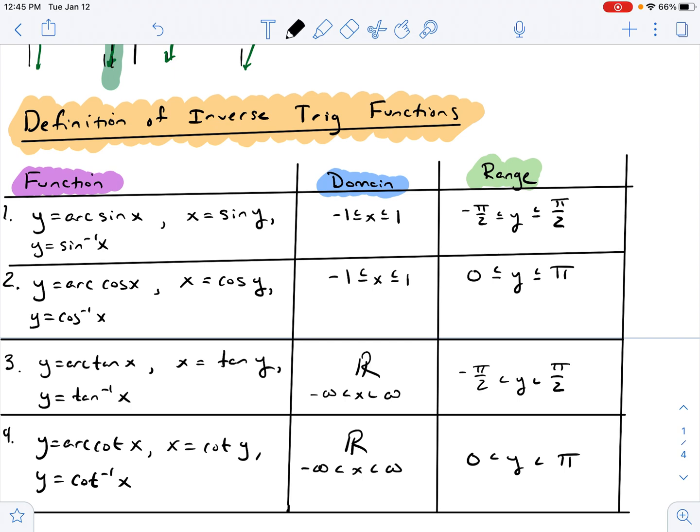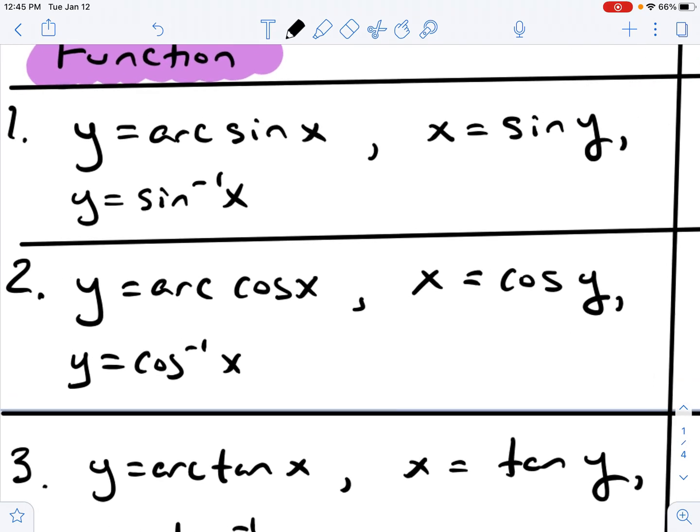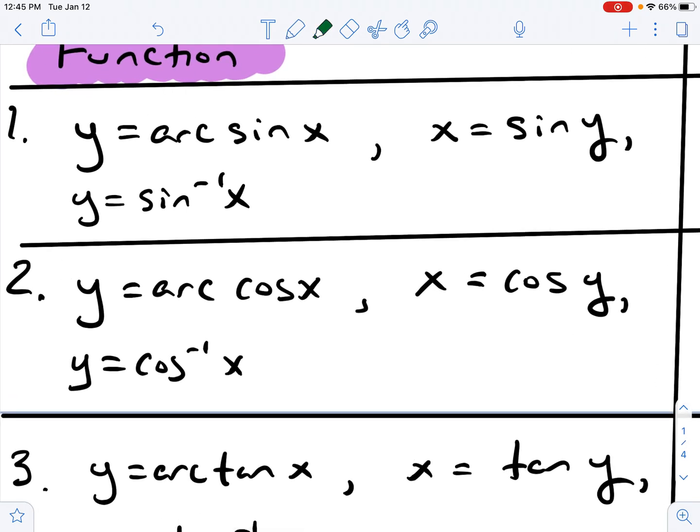Where it says function in this table, there are basically three ways of writing inverse trig notation, okay? So in the first one, we have y equals the arc sine of x. That's ARC sine of x, okay? Arc sine means inverse sine. Another way to write that is with what looks to be a -1 exponent, okay? That is inverse function notation.